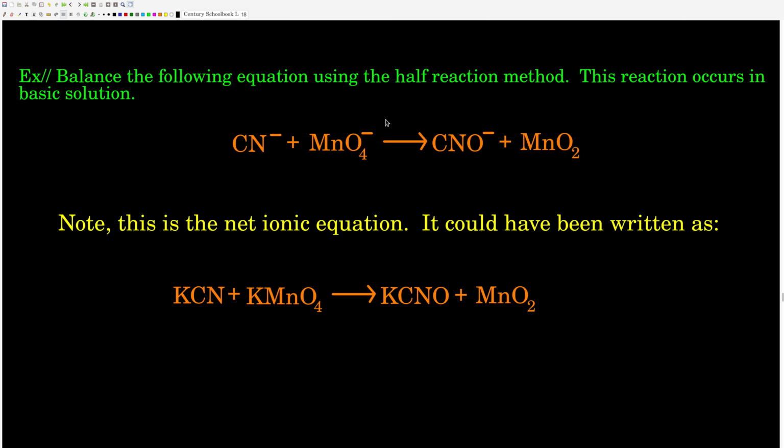So now we're going to balance another redox reaction using the half reaction method. This one occurs in basic solution. That's what we're told. Now that's the net ionic equation. The complete equation might look something like this: potassium cyanide, potassium permanganate, potassium cyanate, and manganese 4 oxide. You can tell that this is going to be basic solution because this is the salt. Potassium cyanide is a salt of the conjugate base of a weak acid. Hydrocyanic acid is a weak acid, which means that its conjugate base, the cyanide ion, is a base. It's going to be a basic solution.